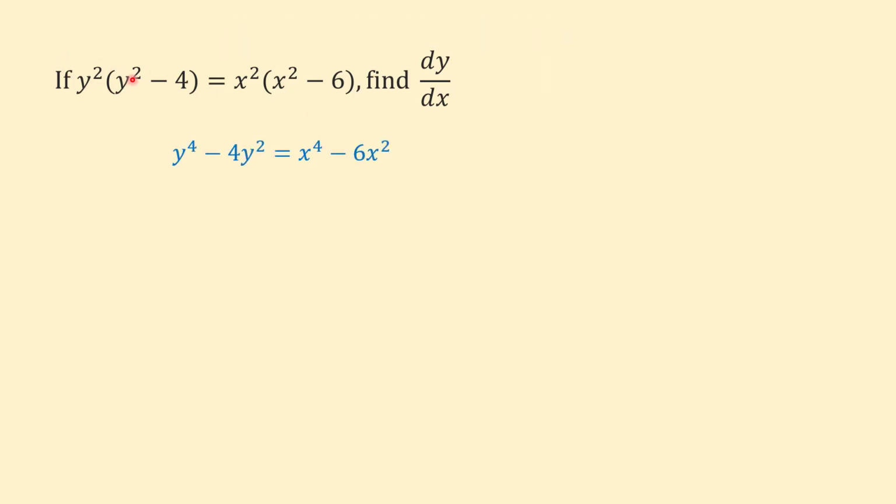Y squared times y squared minus 4 is y to the fourth minus 4y squared equals x to the fourth minus 6x squared. To differentiate this relation, we don't need product rule, and more easily we can find derivative of the function. Now we differentiate both sides of this relation with respect to x.